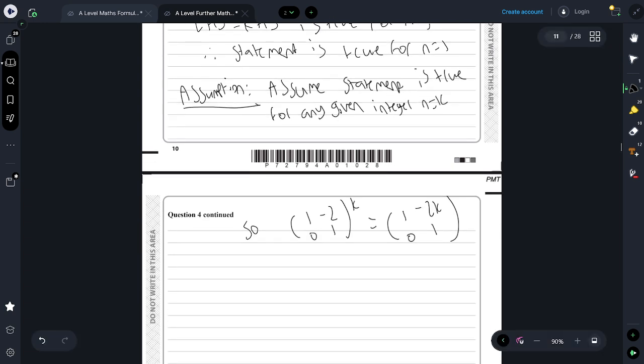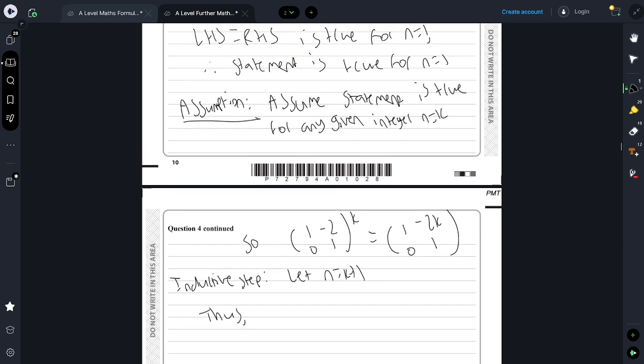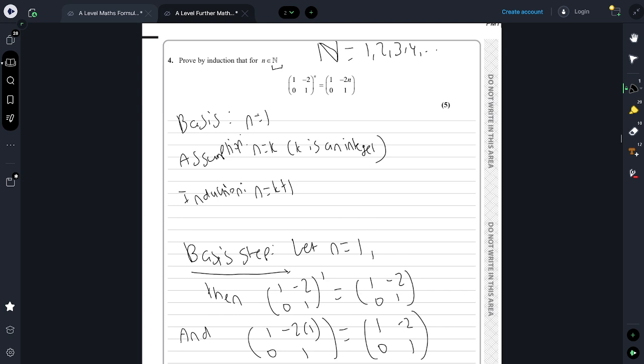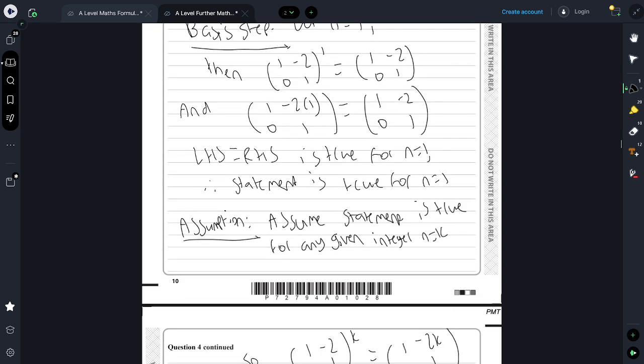Now our inductive step, let n equals k plus 1. Thus, and this is where we're going to start to combine stuff together. So the idea is now at this point we work with the left hand side and then we arrive at the right hand side. Okay, so if you substitute k plus 1, we're going to need this matrix here to look like 1 of minus 2 of k plus 1, 0 and 1. Okay, that's what we're going to need to get at the end of this.